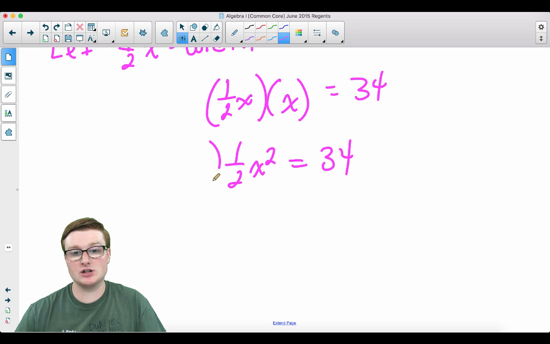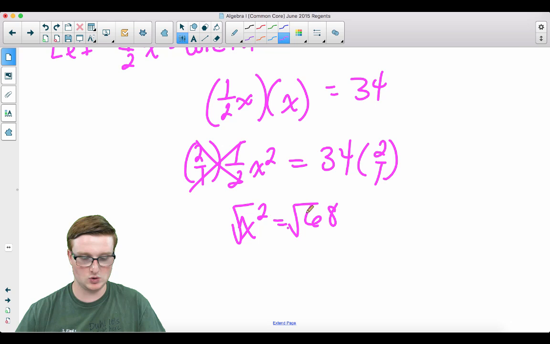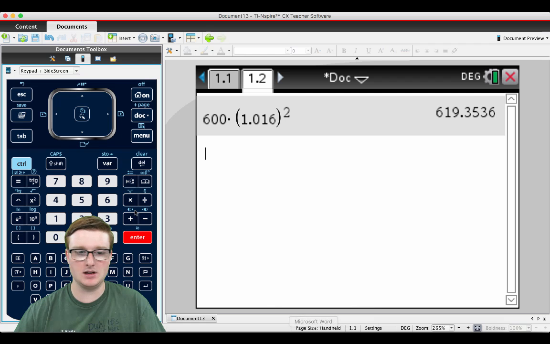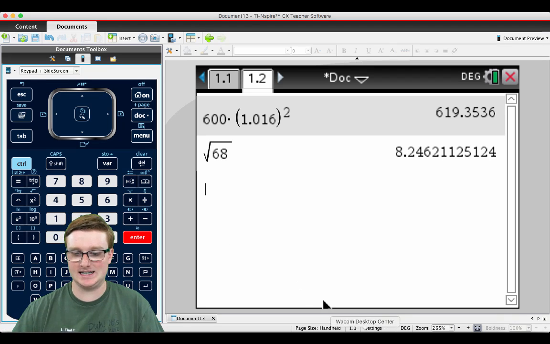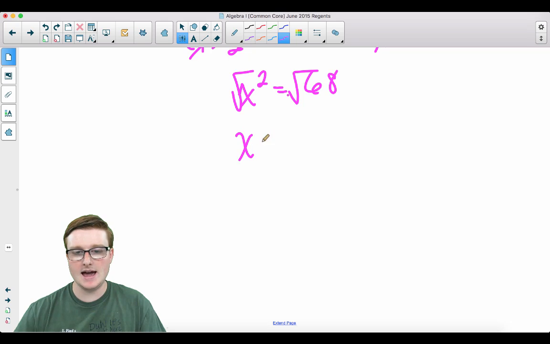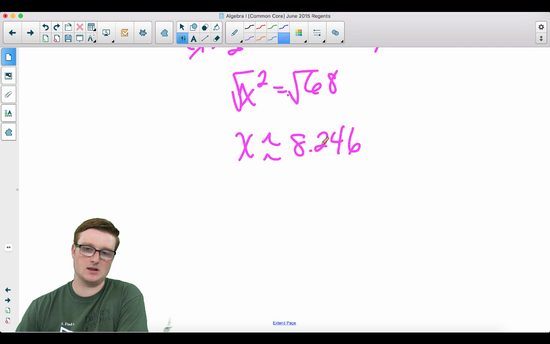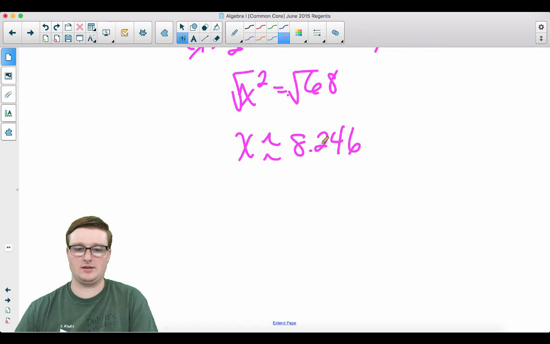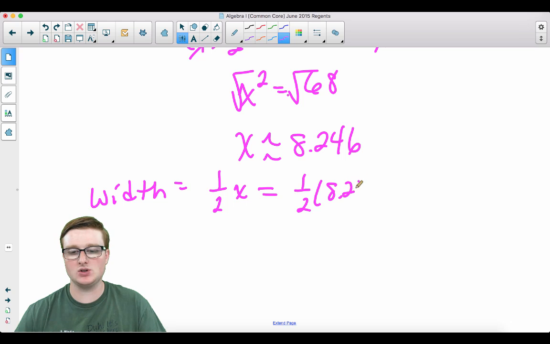Now to solve for x, you're just going to multiply by its reciprocal of 2/1. Those cancel. You get x squared is equal to 68. And then you take the square root of both sides. Now when you type that into your calculator, the square root of 68, that is approximately 8.246. So x is approximately equal to 8.246. So now the question is asking you for the width. So the width of the flower bed is equal to 1/2 of x, which is equal to 1/2 of 8.246, which is approximately equal to 4.1.